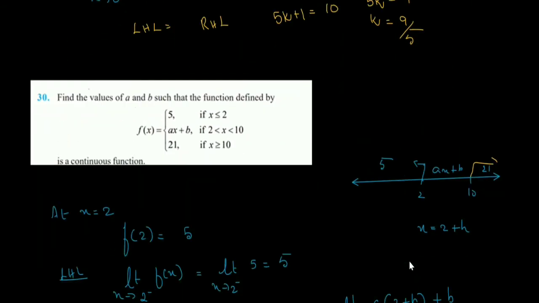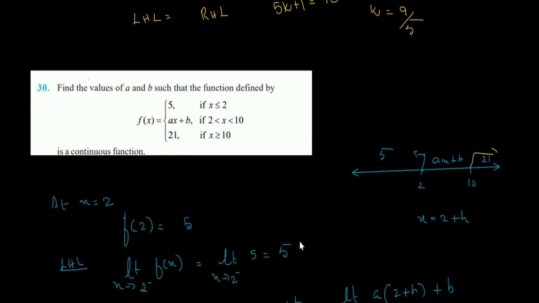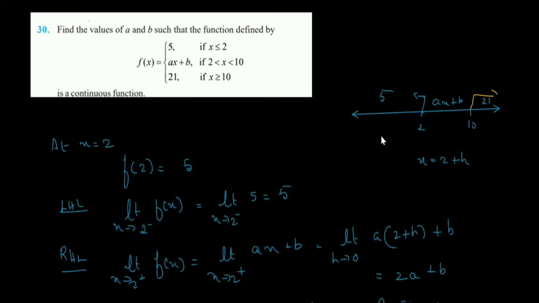We move on to the next question. Question number 30. Find the values of a and b such that the function is defined as 5 when x is less than or equal to 2, ax plus b between 2 and 10, and 21 when x is greater than or equal to 10. It is a continuous function again, so it is continuous at 2 and 10 also.